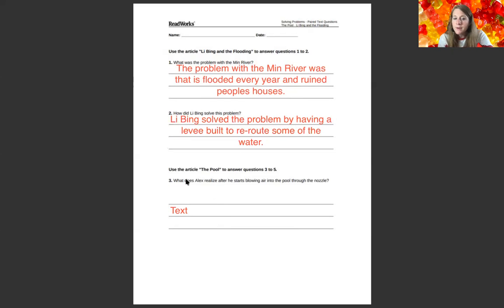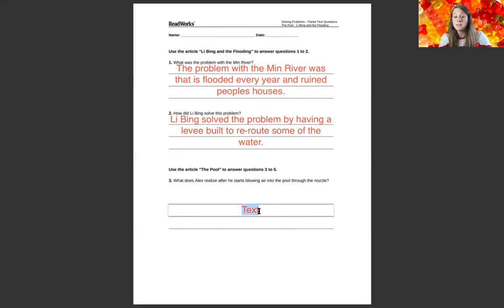Now it says use the article the pool to answer questions 3 through 5. Question number 3. What does Alex realize after he starts blowing air into the pool through the nozzle? What does he end up realizing? Does it inflate? He's the one blowing the air in. He realizes it's going to take what? A long time. Yes. He realizes it's going to take a long time without a pump or something, for one person. There is no way he could do that. So that's what he realizes.